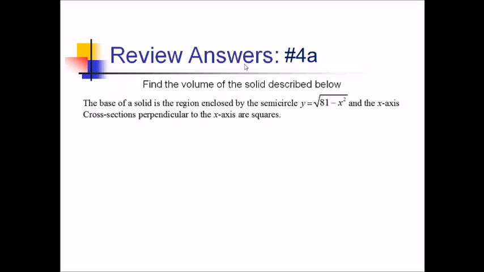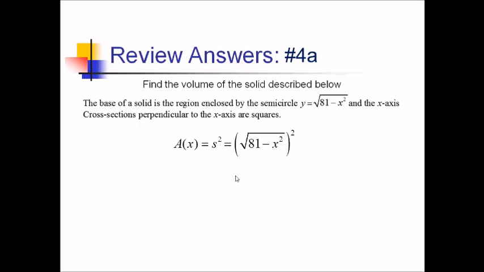On this problem, we want to find the volume described here. So they're telling us the base of a solid is the region enclosed by the semicircle of radical 81 minus x squared and the x-axis. Cross-sections perpendicular to the x-axis are squares. So we have to find the area of the cross-section on this one, the squares. So that's going to be, let's see, A of x equals s squared. And then the base of this square is just going to be the distance between the x-axis and this other function. So that's just a distance of radical 81 minus x squared that we're squaring.